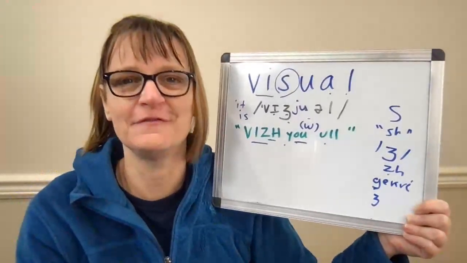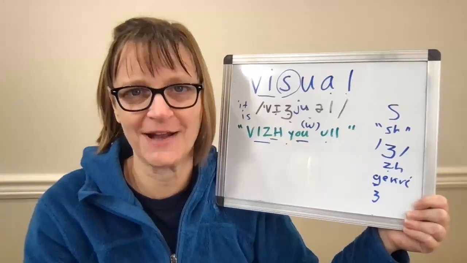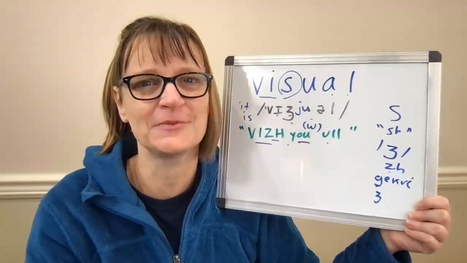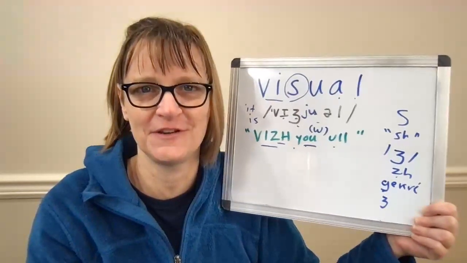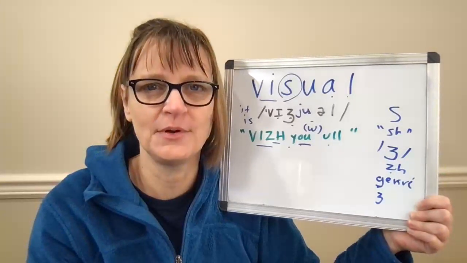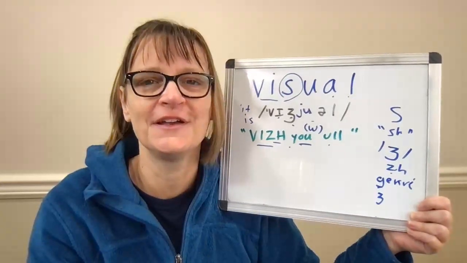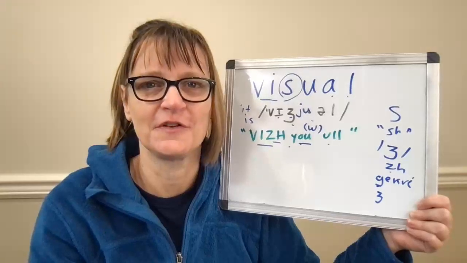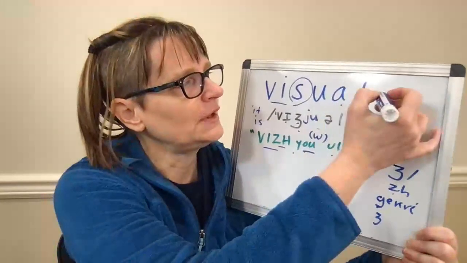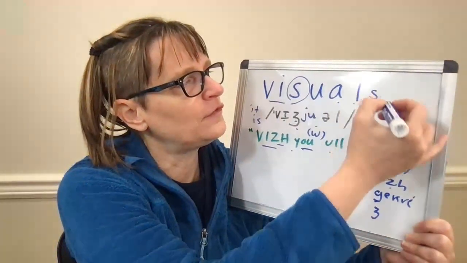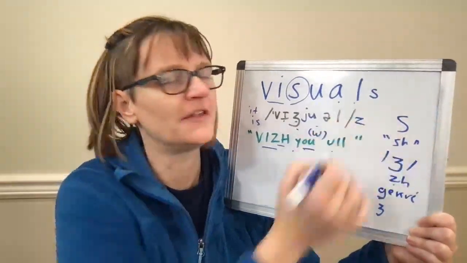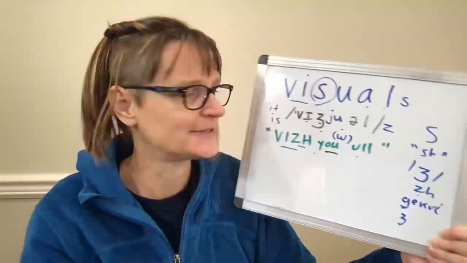Finally, once you can say visual by itself, do try practicing it in some short phrases so it comes more easily and naturally to you in your everyday speech. For example, he's a visual learner, the visuals in that presentation were very good, etc. If we make it plural, visuals, the letter S is a Z sound in this case.